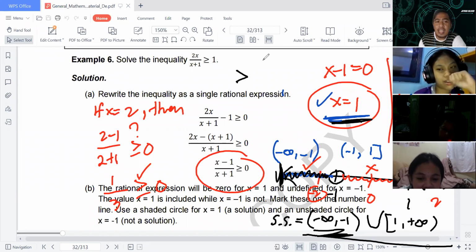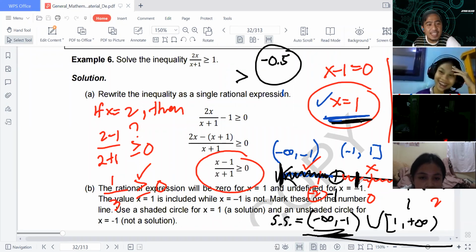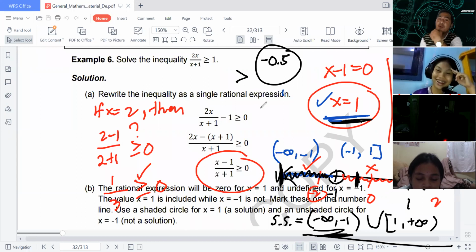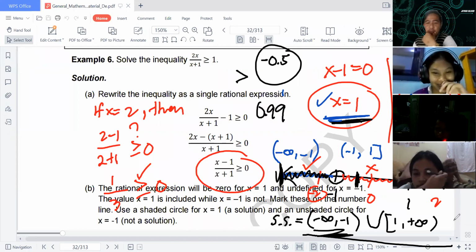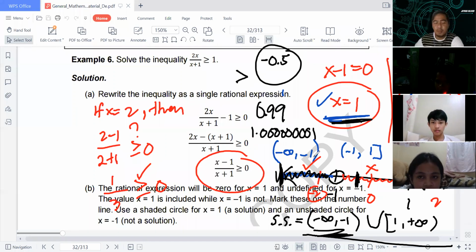Okay. Is negative 0.5 a solution? No, because the negative 0.5 is here, right? Okay. Is 0.99 a solution? No, 0.99 is not included. Agree? Okay, another. Is 1.000000001 a solution? Yes, it is here. Right?